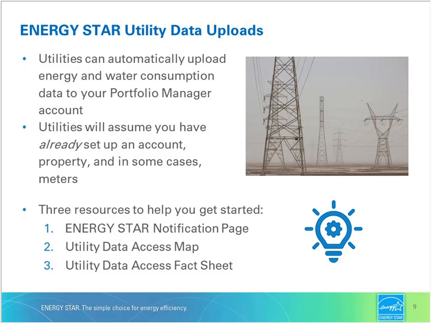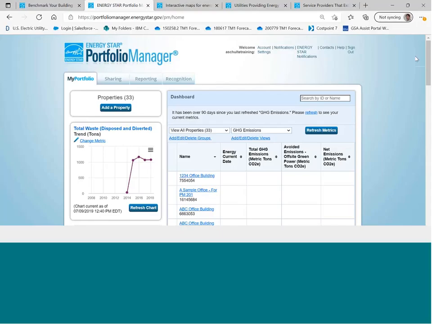Well, your first question, and it's quite reasonable, is, well, how do I find out if my utility offers this service? Well, we'll go back to the web here. And the first place to find out, there are a couple ways to find out if your utility offers this. The first place is Energy Star notifications. Okay, so you may be familiar with the notification settings. They are up here in the upper right-hand corner of your Portfolio Manager screen. They will be showing on every screen you navigate to.